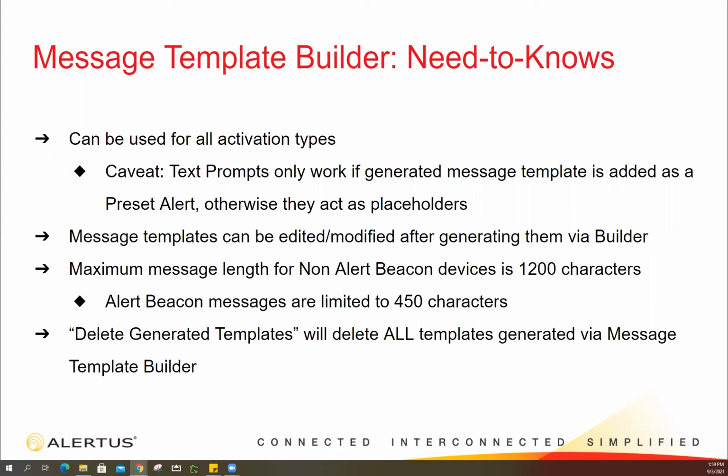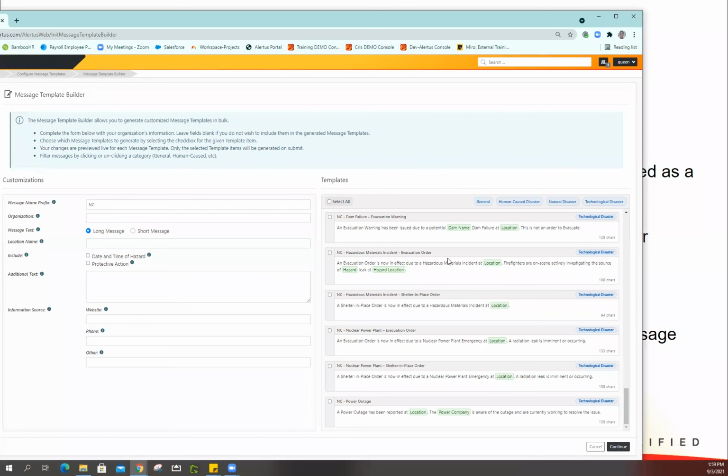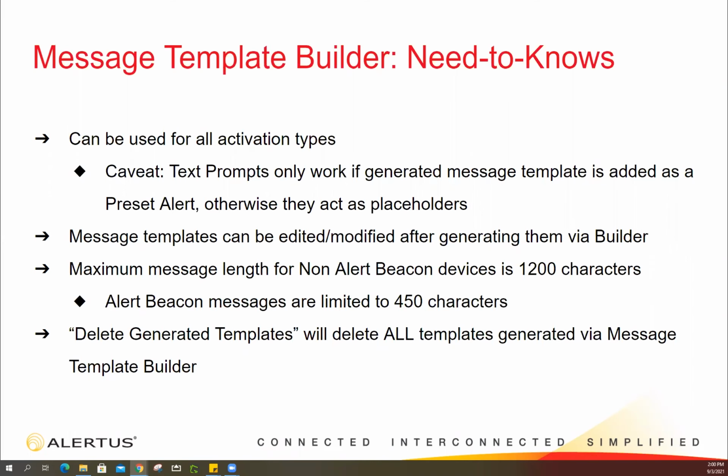But if they're using the messages generated via template builder for, for example, custom activations, then that will actually act as a placeholder. And so the user will actually have to go into the message text itself and enter the information there or remove it, whatever the case is. Now, the flexibility that message template builder provides is that it allows for further customization and editing after they're generated. Do keep in mind that we have character limits for certain devices, especially for our alert beacons. It is 450 characters. As they're typing up their message and including more information, a notification will pop up in the template section over here that will let them know that they're exceeding the character limit. So that's a good thing to keep in mind.